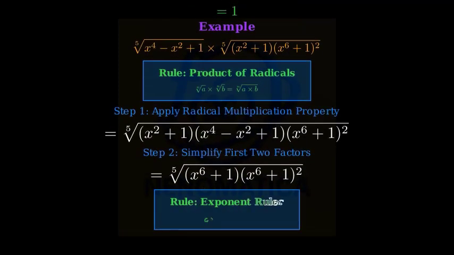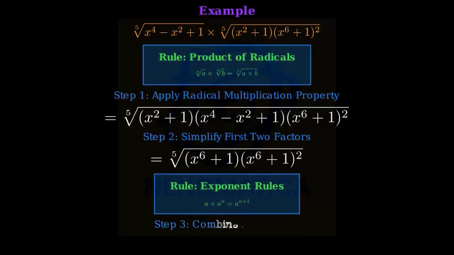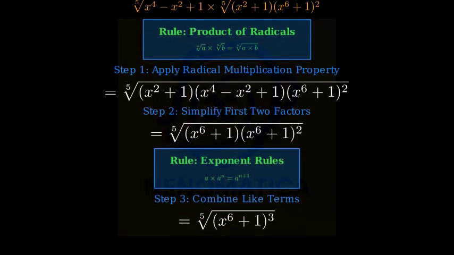In step 3, we combine like terms. We can write x to the sixth plus 1 times x to the sixth plus 1 squared as x to the sixth plus 1 cubed. Let's summarize what we've learned about simplifying radical expressions. When working with radical expressions, we can use properties like the product of radicals with the same index can be expressed as a single radical. We can apply algebraic formulas like the difference of squares to simplify expressions. Always simplify the expressions inside the radical as much as possible.